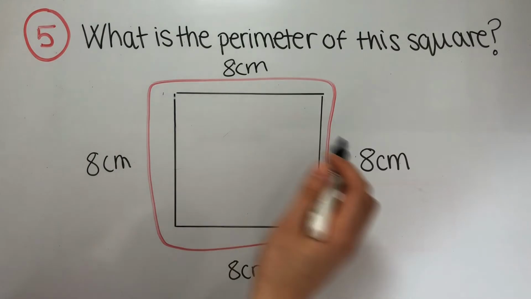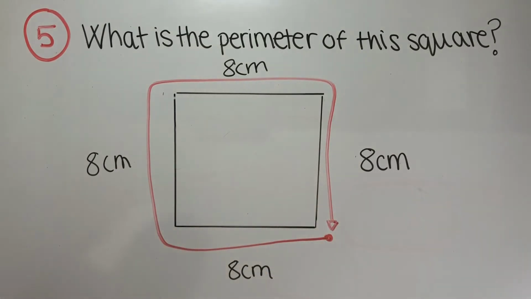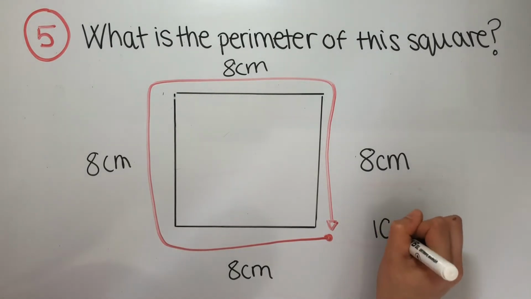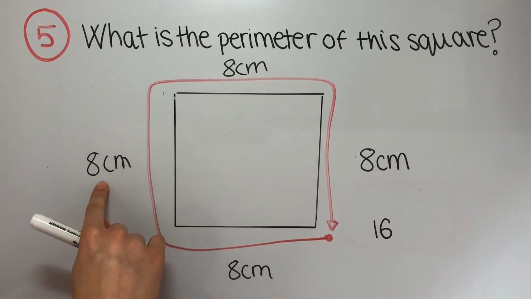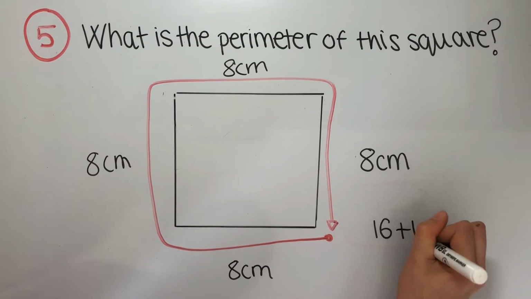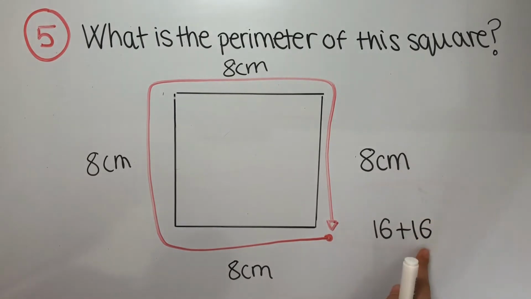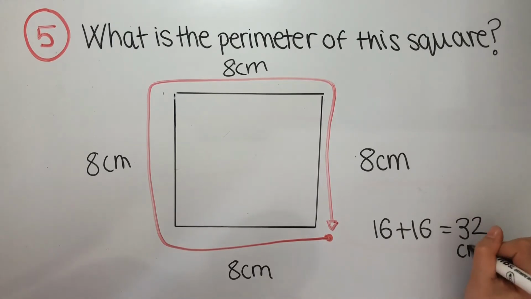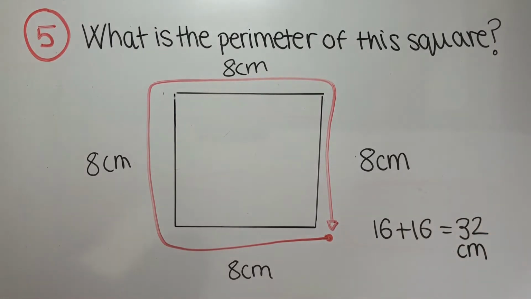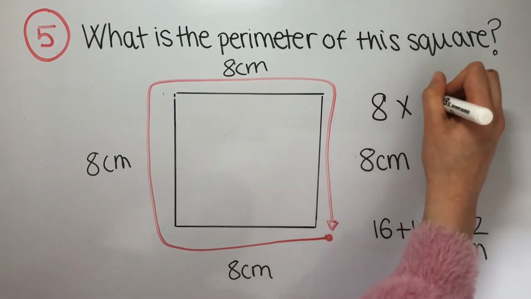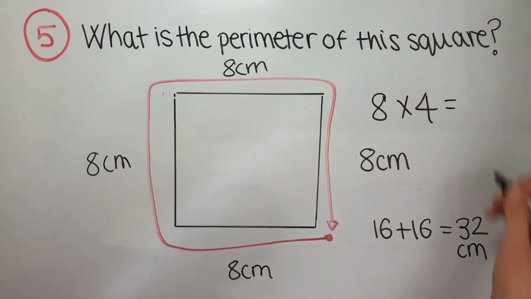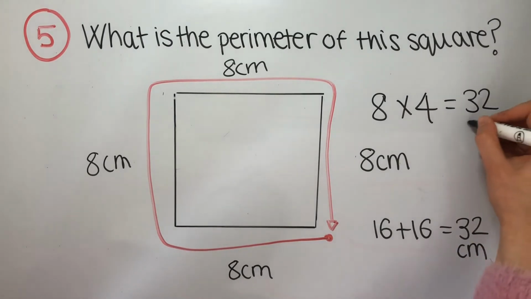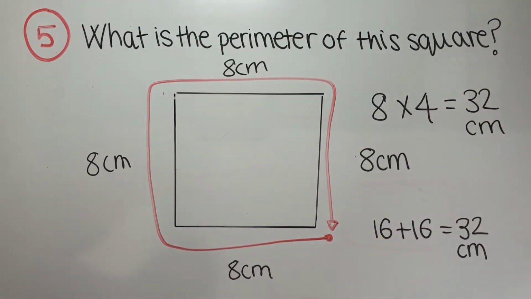We're now going to add all of these together. 8 plus 8 gives us 16. 16 plus 16 gives us 32 centimetres. An easy way of doing this would be 8 times by 4, which also gives us 32 centimetres.